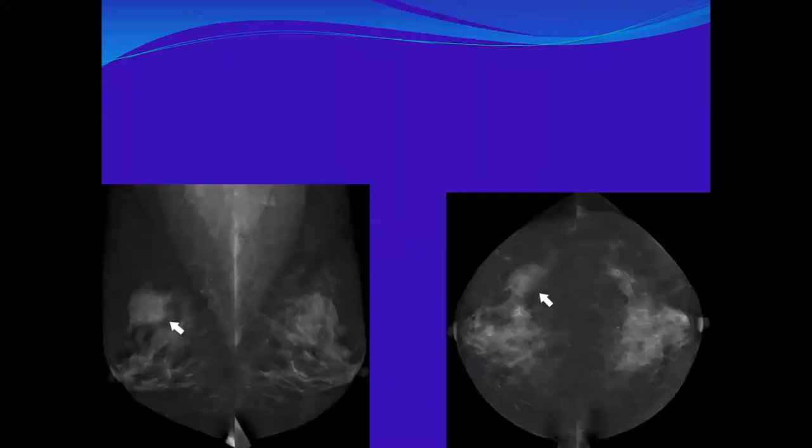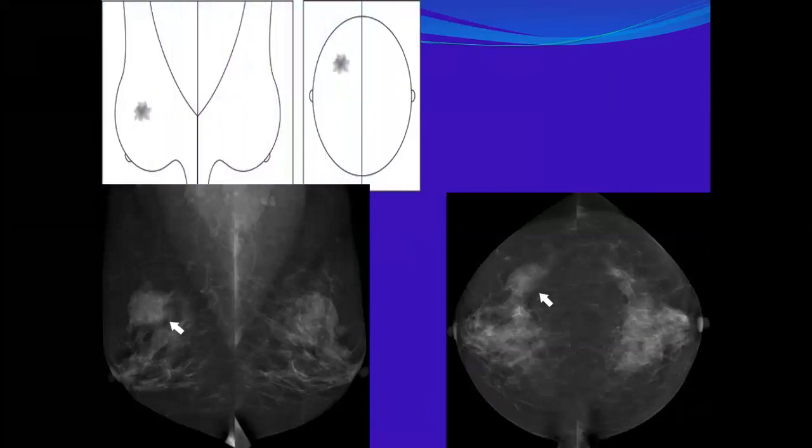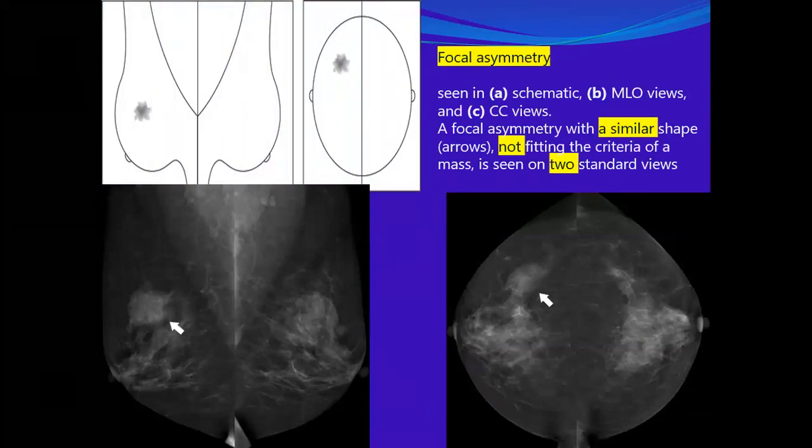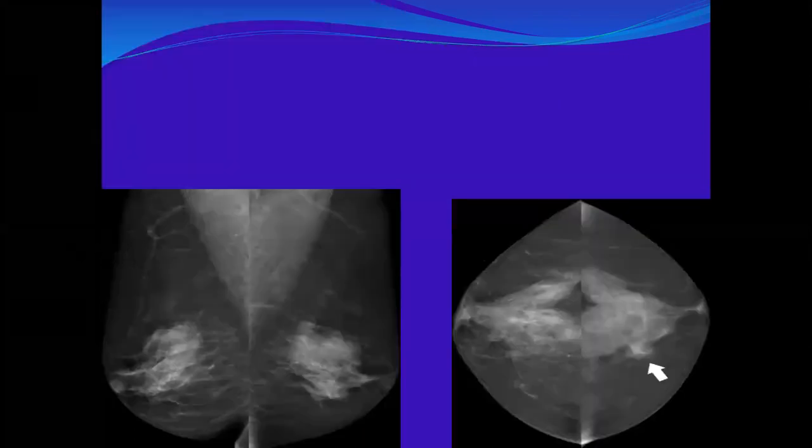Okay, this we described before. This is a focal asymmetry, seen in the schematic view. It has a more or less similar shape in both views, and is not fitting the criteria of a mass in the two standard views. But one that more closely resembles a mass is a focal asymmetry. Sometimes it is challenging to differentiate the two, and we go toward focal asymmetry until proven that it is a mass.